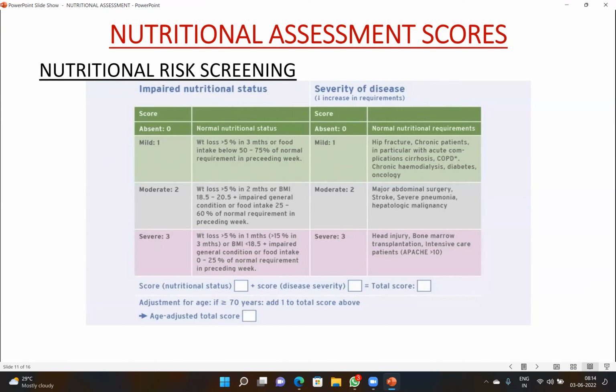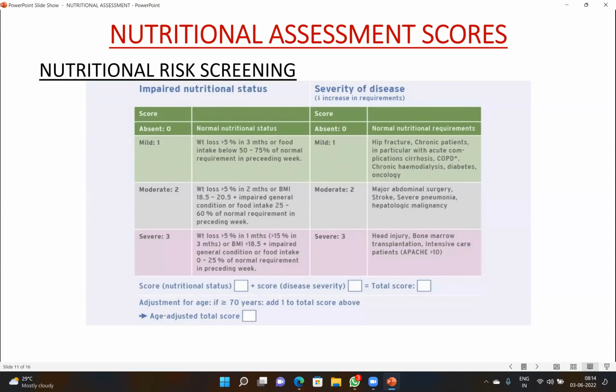The severity of the disease depends on the type. If the patient is normal, then score 0. In case of hip fracture, chronic patients with acute complications, COPD, diabetes, chronic hemodialysis, oncology patients, score 1. Major abdominal surgeries, stroke, severe pneumonia, hepatomegaly, or malignancy, moderate status, score 2.